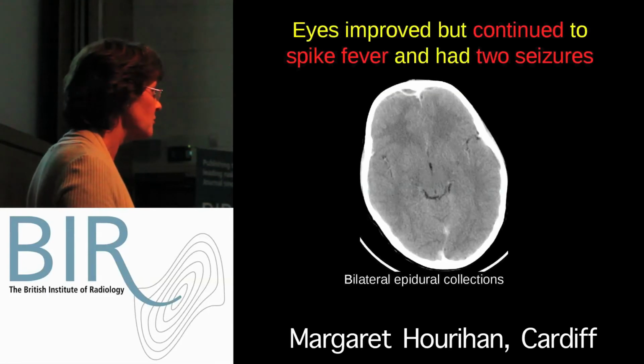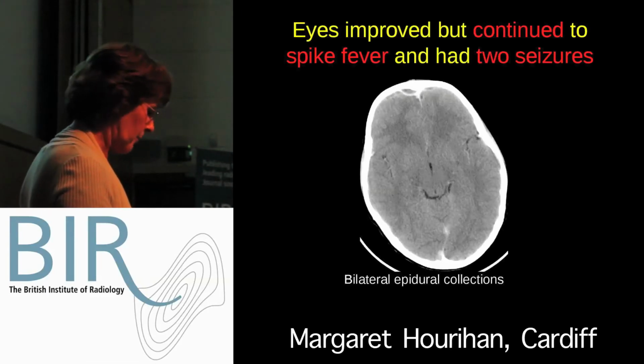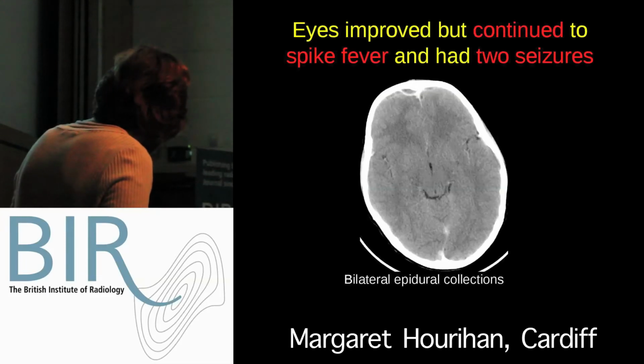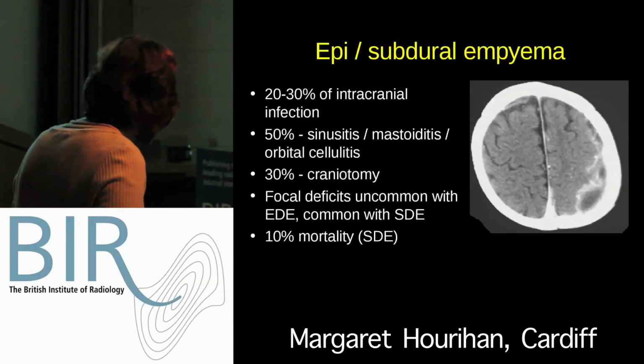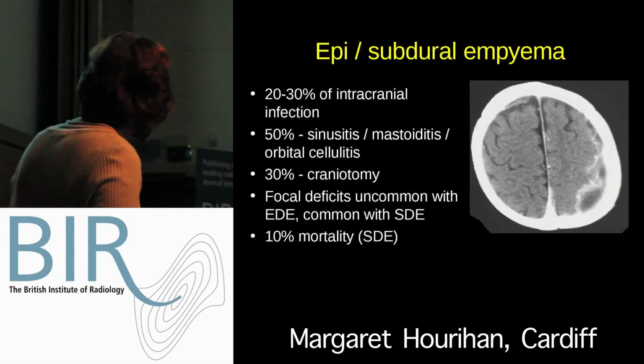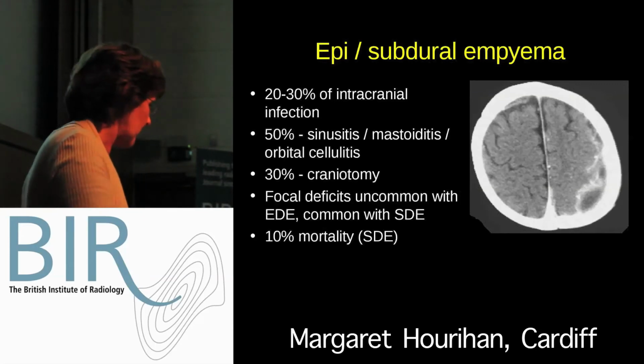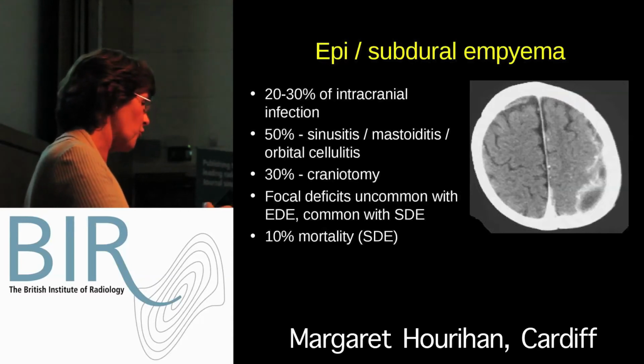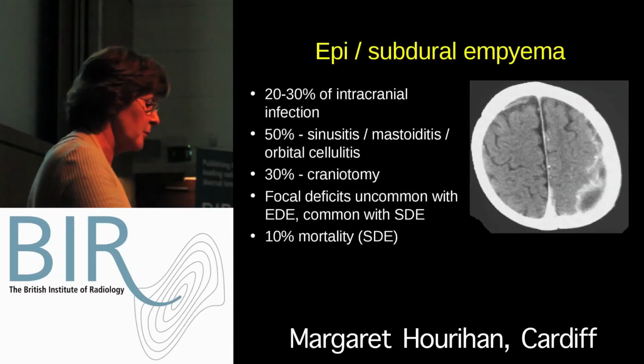However, he continued to spike fevers and had 2 seizures. And if the patients aren't responding and they start to develop new neurology, then it's important that you re-image the patient. And now he's got bilateral epidural collections. So even though the eyes are improving, you can still get progression of the intracranial disease, which needs to be treated.